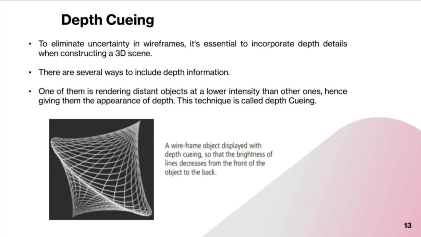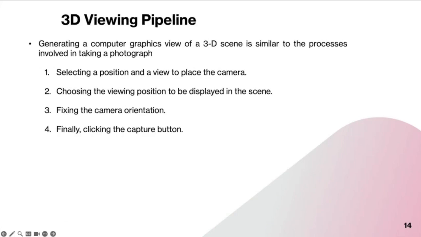Here we can see an image of a wireframe object displayed with depth cueing. The brightness of the lines decreases from the front of the object to the back. So it can be viewed as representing this is the front, without confusing which is the back. So this is the depth cue we can use to overcome the ambiguity.